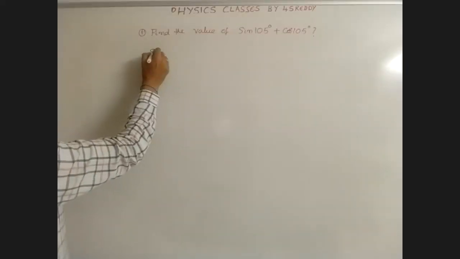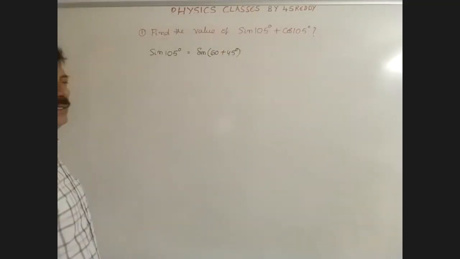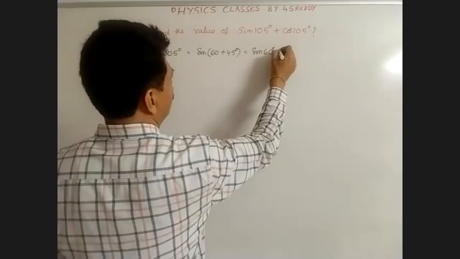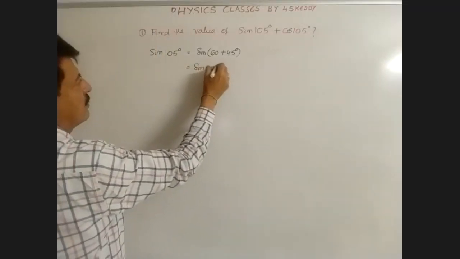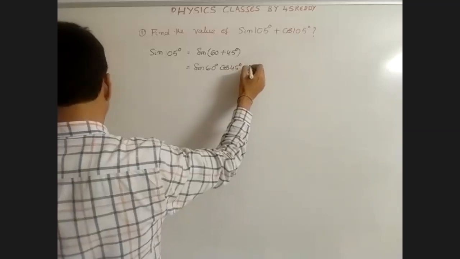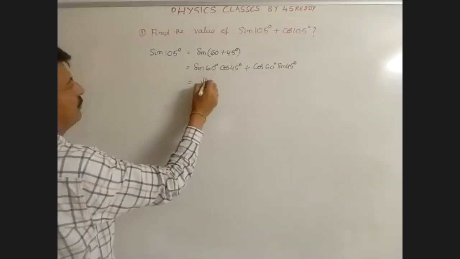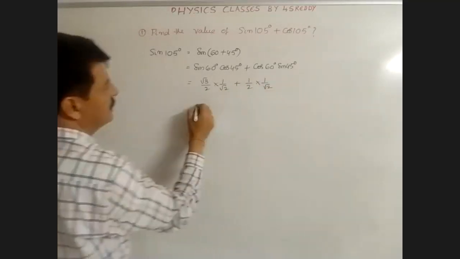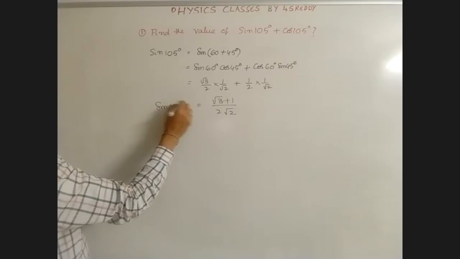First, you calculate sine 105. Sine 60 plus 45. This is again based on compound angles. Sine 60 plus 45 means sine 60 cos 45 plus cos 60 sine 45. That is root 3 by 2 into 1 by root 2 plus 1 by 2 into 1 by root 2. Therefore, sine 105 degrees is root 3 plus 1 by 2 root 2.